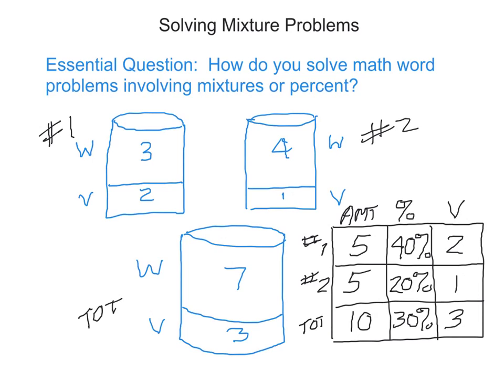Now, looking across each row, you're multiplying. 5 times 0.4 is equal to 2. 5 times 0.2 is equal to 1. 10 times 0.3 is equal to 3.